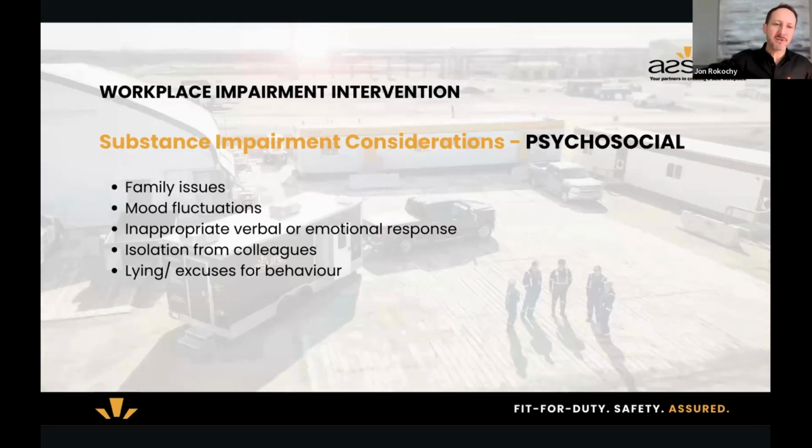Mood fluctuations, so highs and lows. Typically they're a mellow person, and suddenly there's a change in them. Loads of energy. Inappropriate verbal or emotional response. You make a request of them, and the response is instant anger, which didn't quite match up with the request. Isolation from colleagues, lying, more excuses for their behavior.